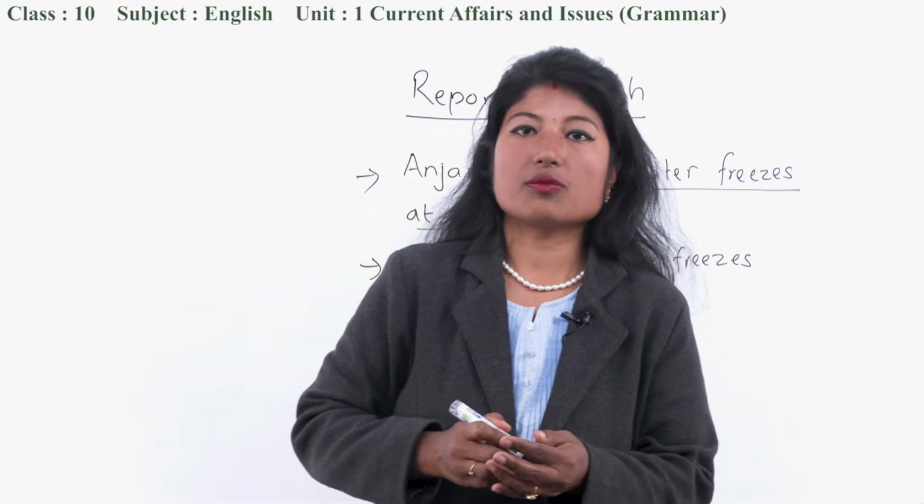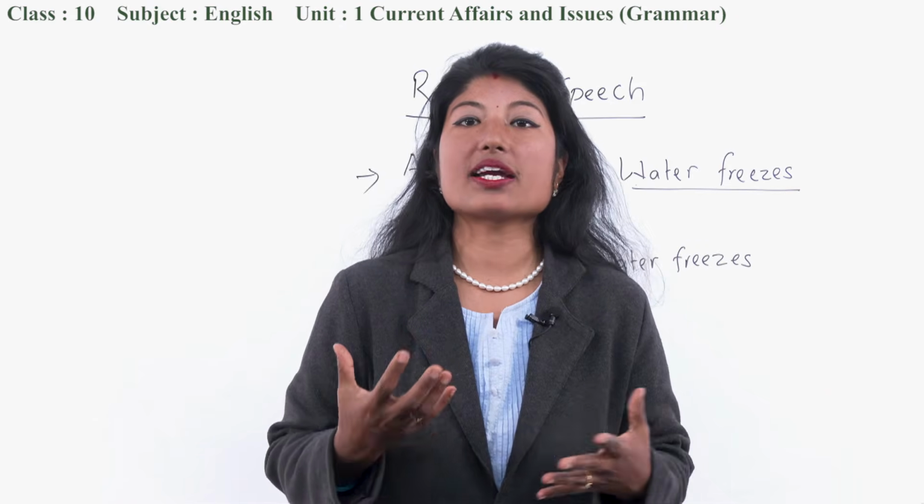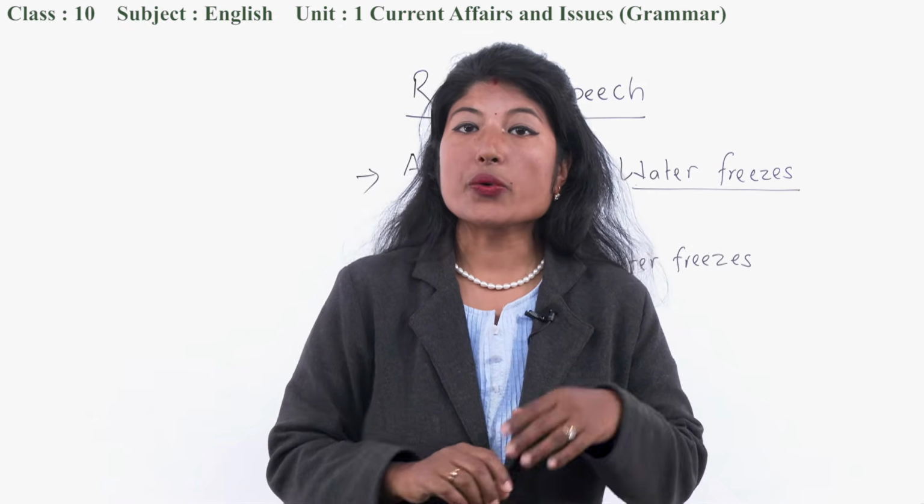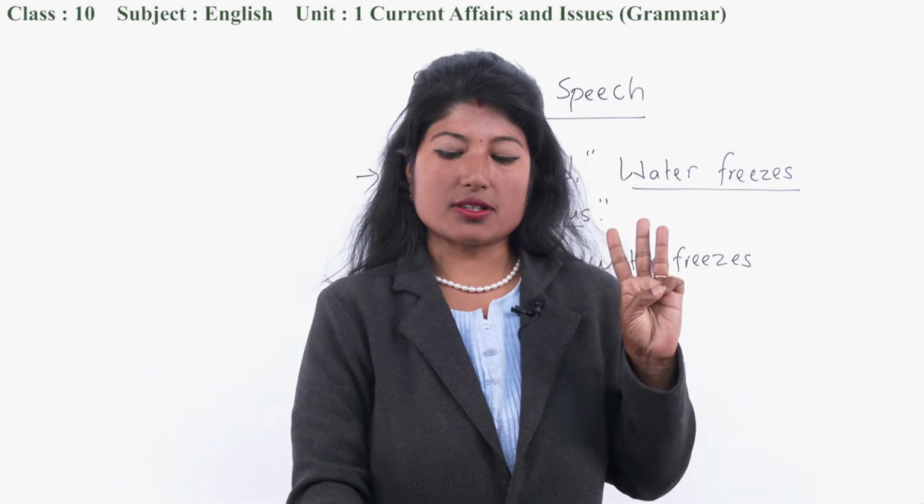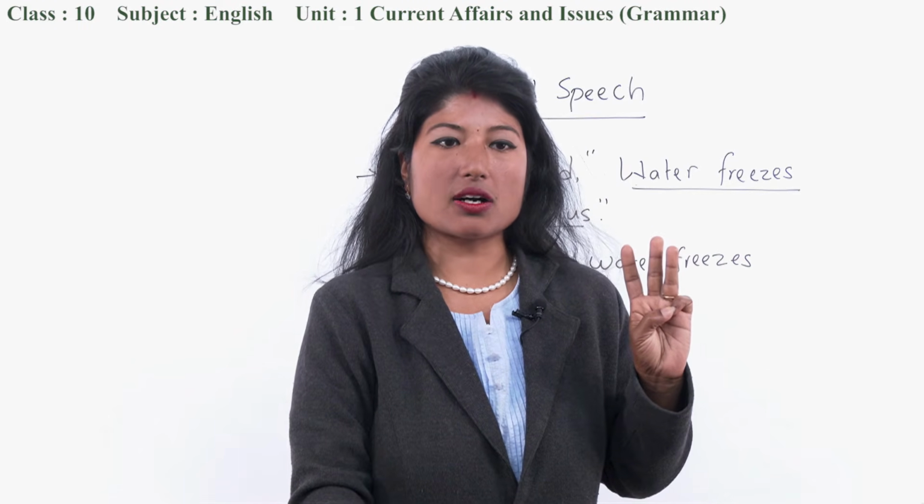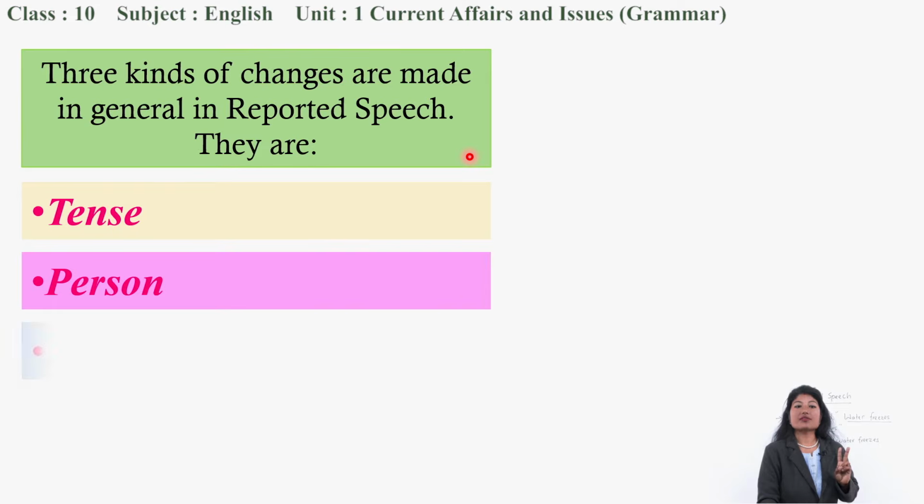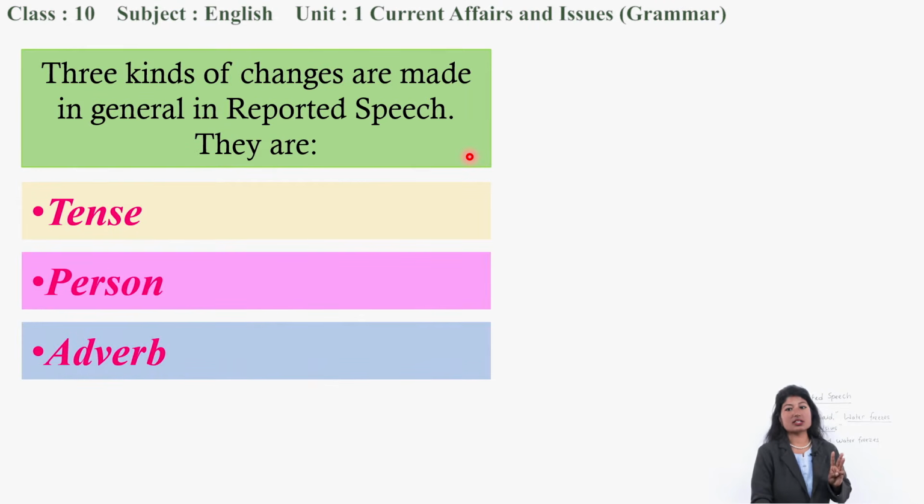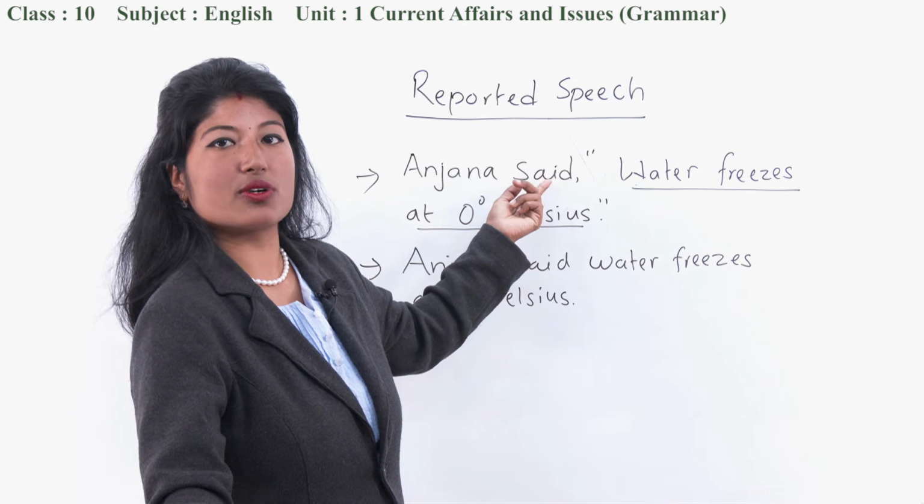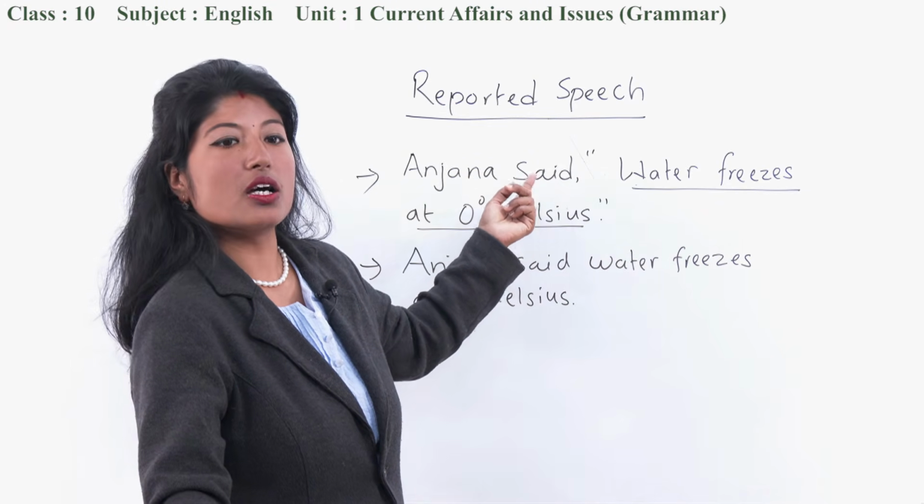So what kind of changes do we make while changing direct to indirect? We mainly talk about three changes, that are three kinds of changes made in general in reported speech. One is tense change, right? Tense. Then pronoun. After that, adverb. These three changes should be mainly focused according to the reporting verb. You look at the reporting verb.